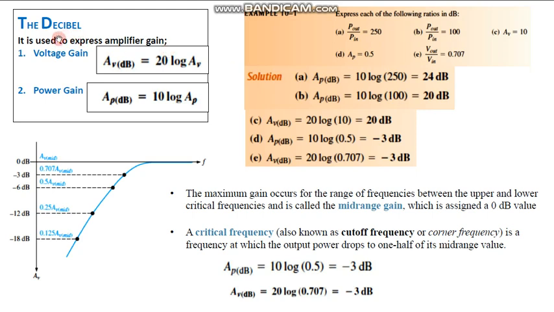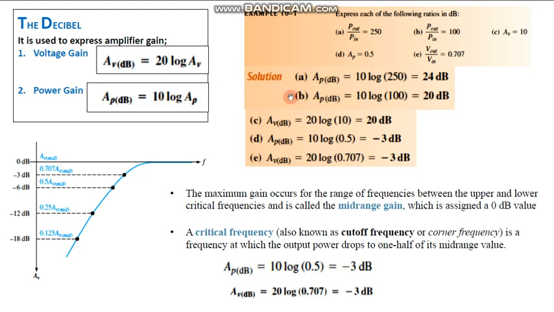So anyhow, going further into the slides, we defined the decibel to express the amplifier gain. This is the voltage gain in decibels. When we have a voltage gain, the decibel is defined by taking the log of the voltage gain times 20. And if we have a power ratio, it can be converted into decibels by taking the log and multiplying it by 10.